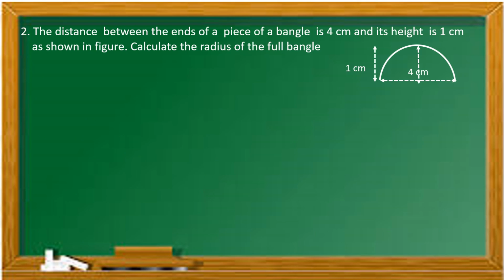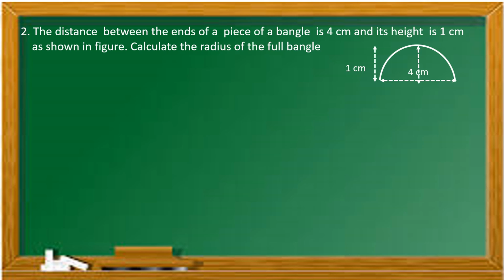Discuss the next question. The distance between the ends of a piece of a bangle is 4 cm and its height is 1 cm as shown in figure. Calculate the radius of the full bangle. You can see a figure. Go through the question once again, analyze the figure and tell me what we need to find out.